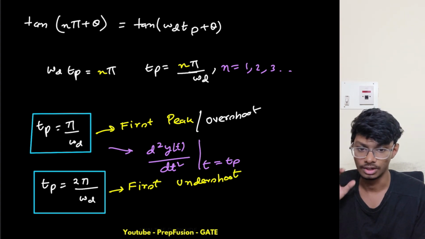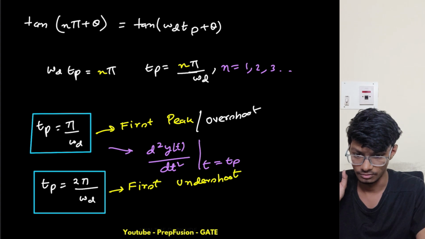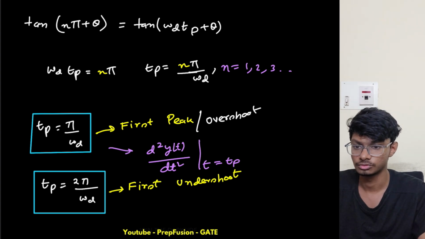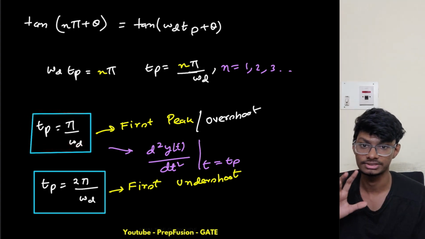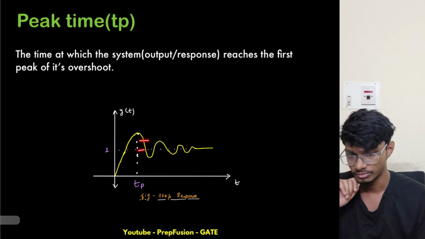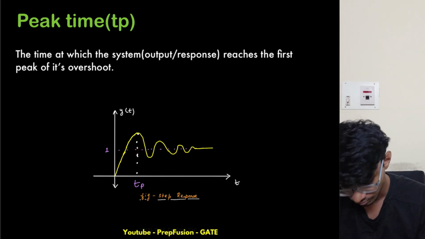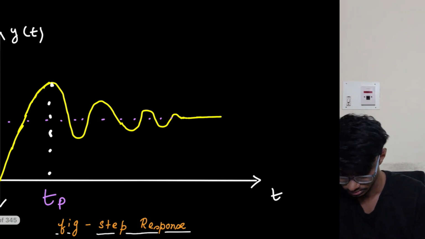So now let's do one thing. Let's just put this tp value in the equation and let's see what the maximum overshoot is. This is known as the maximum overshoot, right? So let me write it like this.